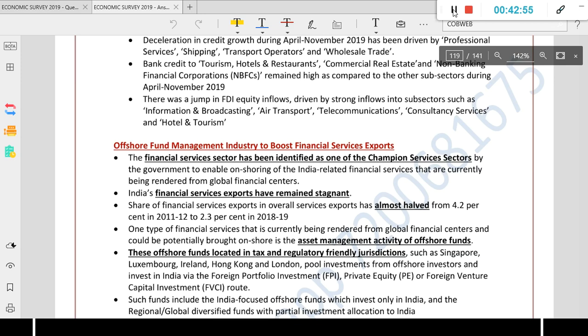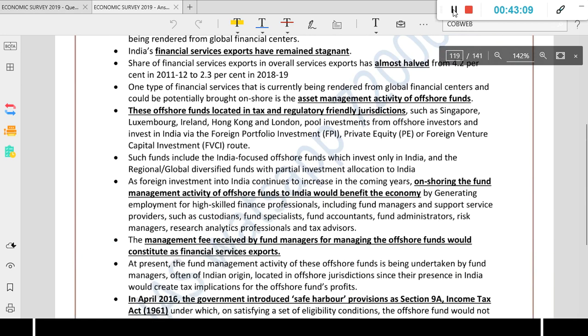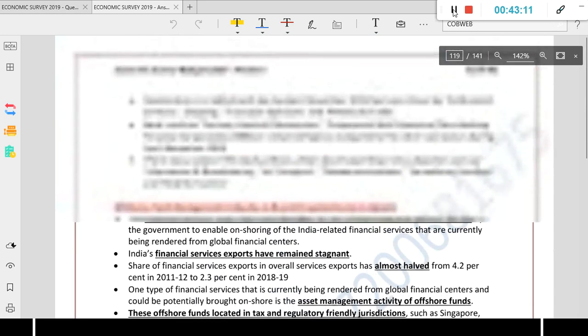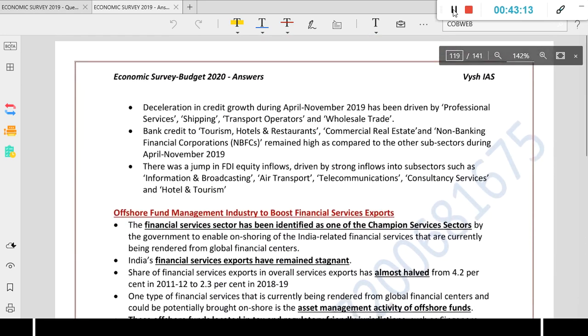Okay, we are doing software service export, we are doing IT, we are doing BPO, we are doing call centers, but there is something called the financial service sector also, where India is not doing well. So the Economic Survey is suggesting this concept, and they've given world examples here. And this is a potential mains question for the export of the service sector.